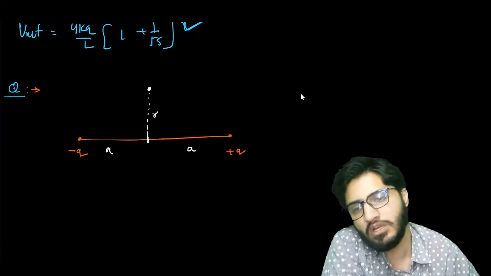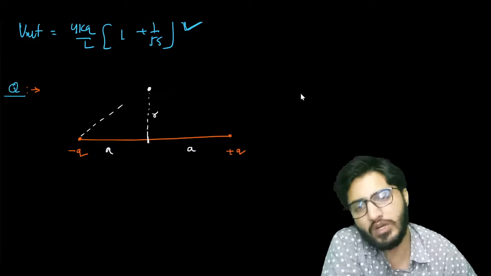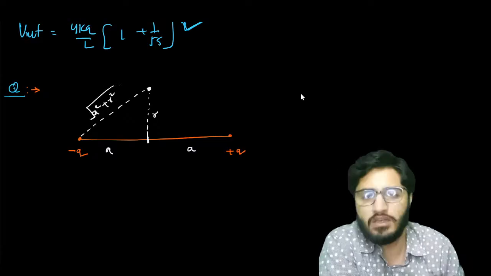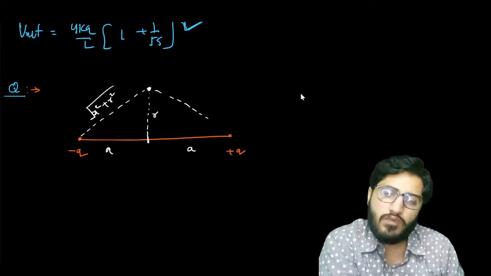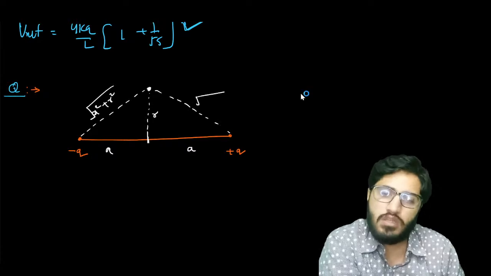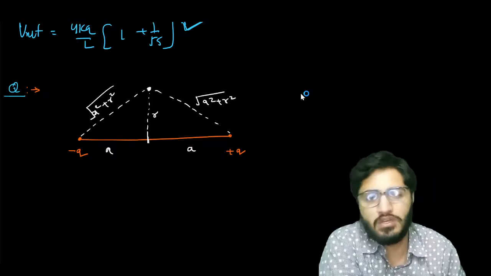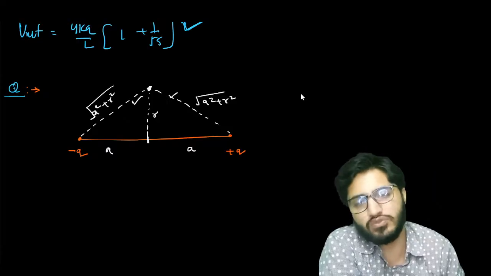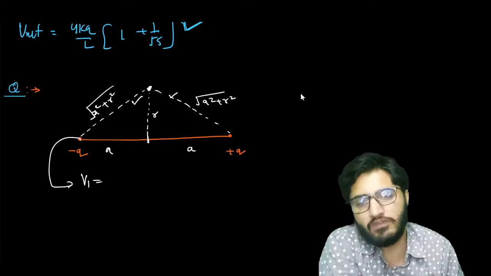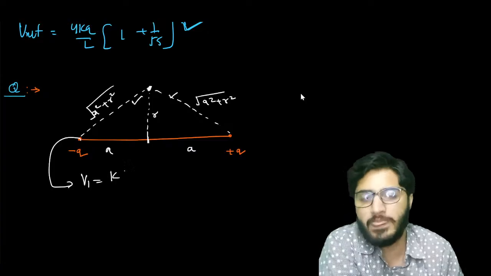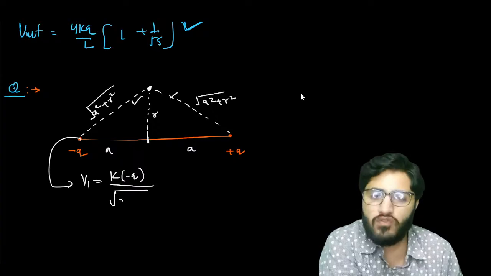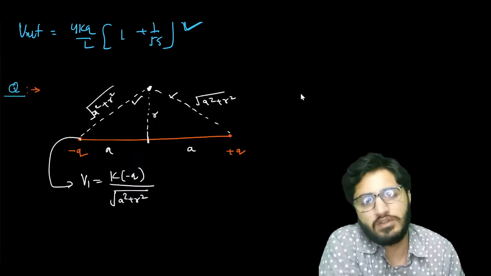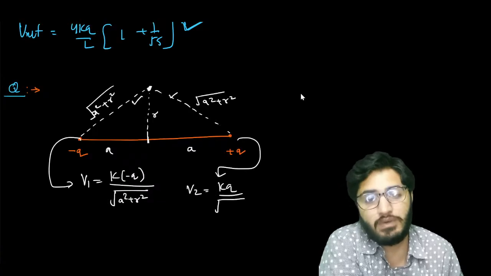How can I get it? Look. Here, first of all, one potential will be according to this minus Q. Look, I can write, this is A square plus R square under root according to Pythagoras theorem. So this one will also be under root A square plus R square. Now here potential will be due to this one and this one also. So according to this one, the potential will be V1. It is KQ divided by R. What is R? It is under root of A square plus R square.